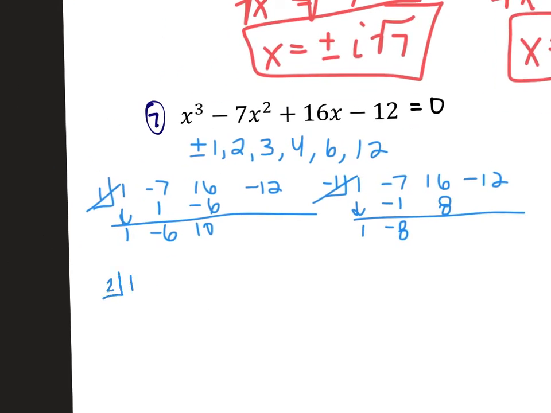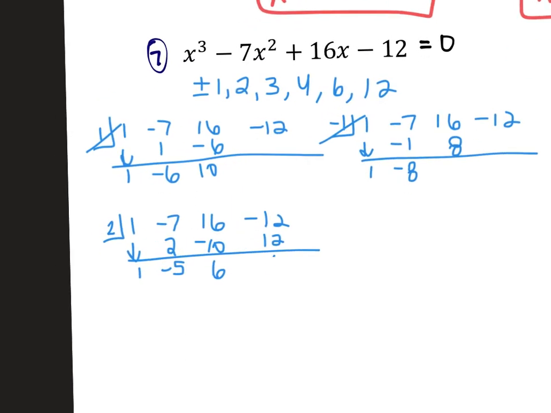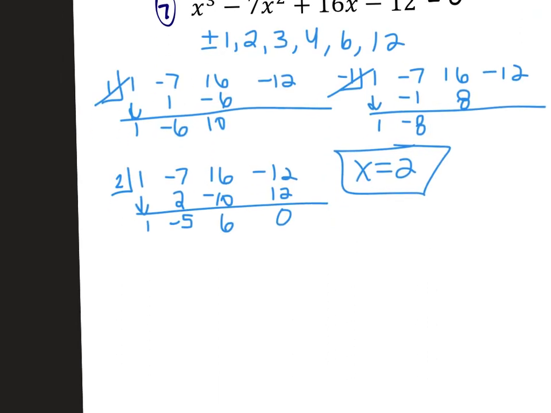So I have 1, negative 7, 16, negative 12. Bring down the 1. 1 times 2 is 2. Negative 7 and 2 is negative 5. Negative 5 and 2 is negative 10. 16 minus 10 is going to give me 6. 6 times 2 is 12. Negative 12 and positive 12 is 0. So x equals 2 is one of my answers.